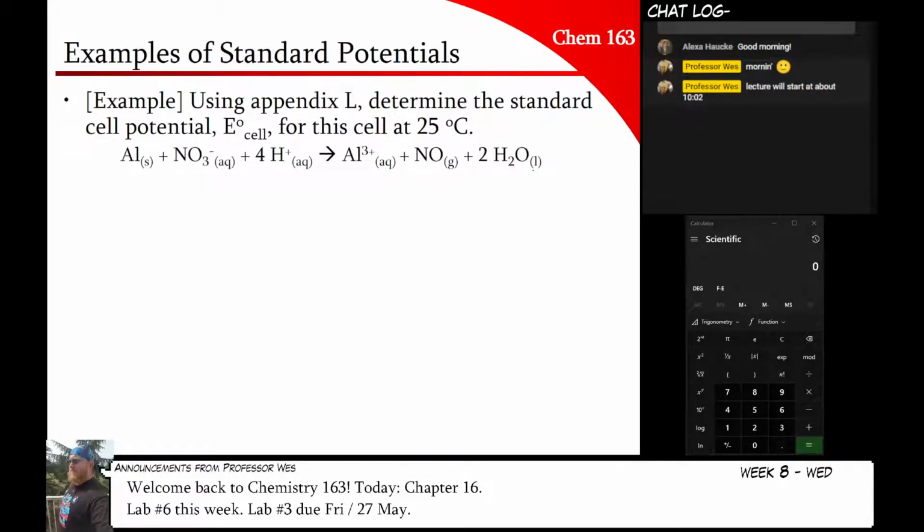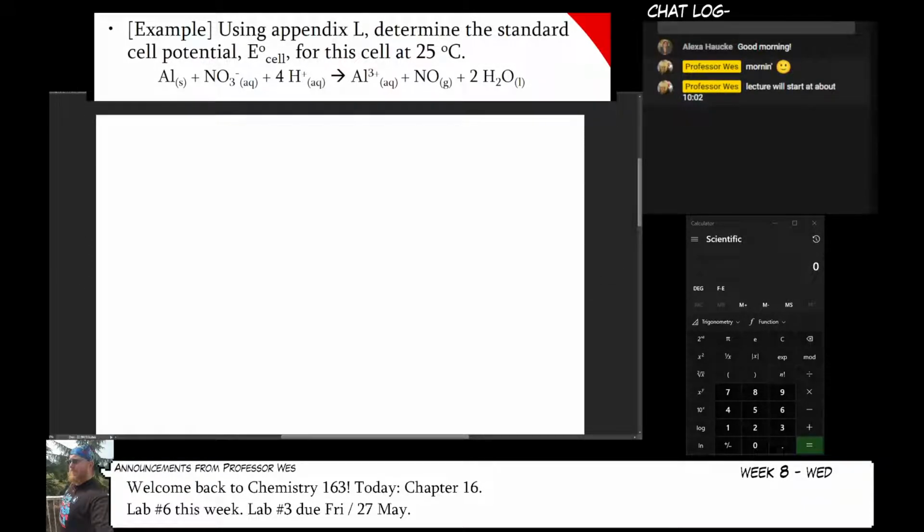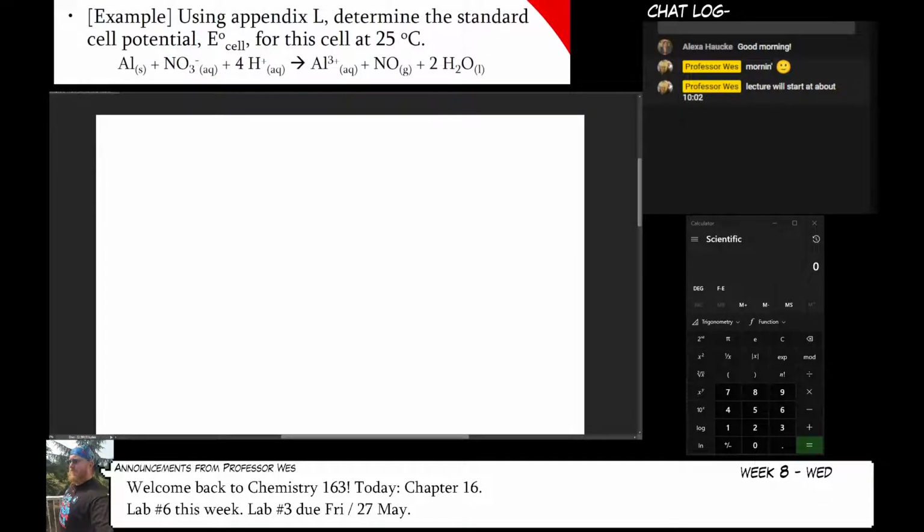All right, so let's do an example. Let's draw this battery, and let's calculate its voltage. So the first thing we need to do is go over to this screen. But the first thing we need to do is figure out what's being reduced and what's being oxidized. You would think I had learned my lesson here. Let me start over here to give myself space. All right, so what's being reduced and what's being oxidized?